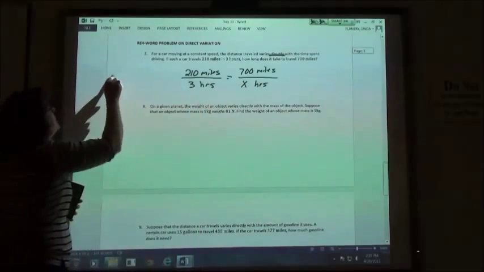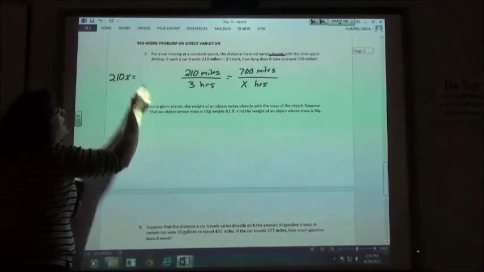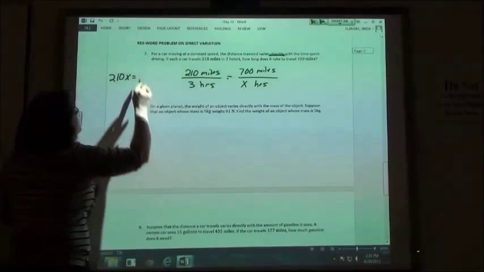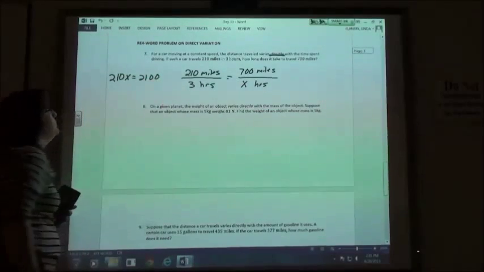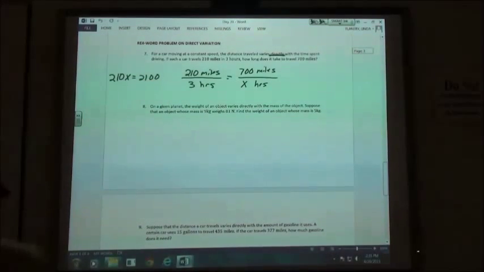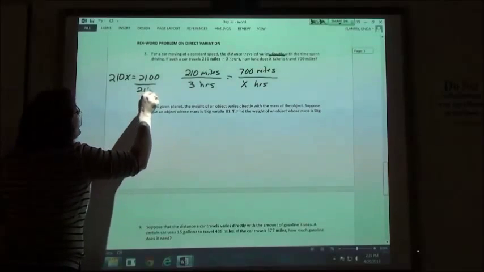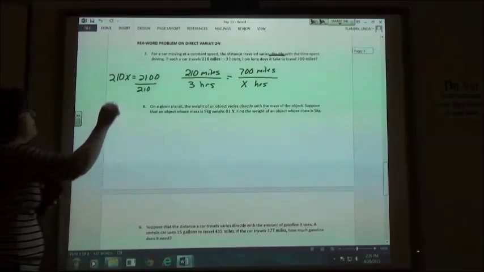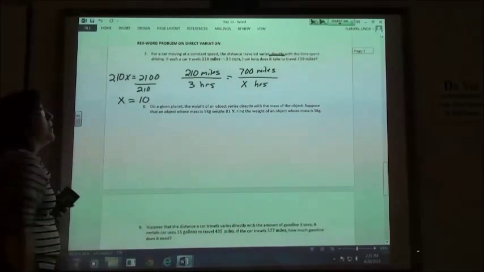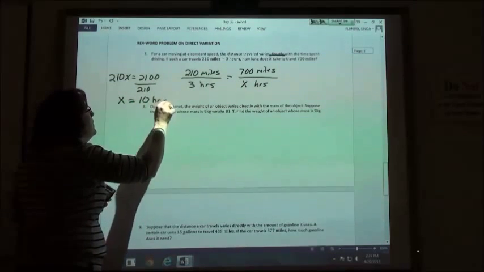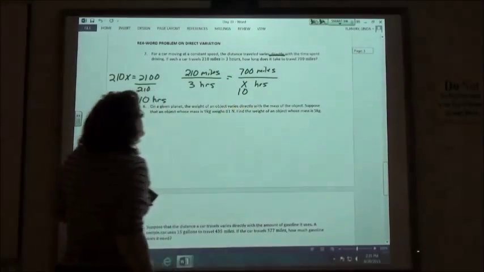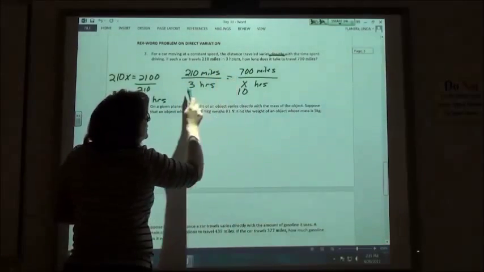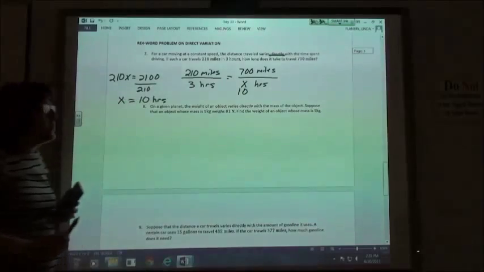210 times x, 210x, and 3 times 700, 2100. In this case, we'd go ahead and divide, and 2,100 divided by 210 happens to be 10. 10 hours. So I went more miles, I also had to go more hours.